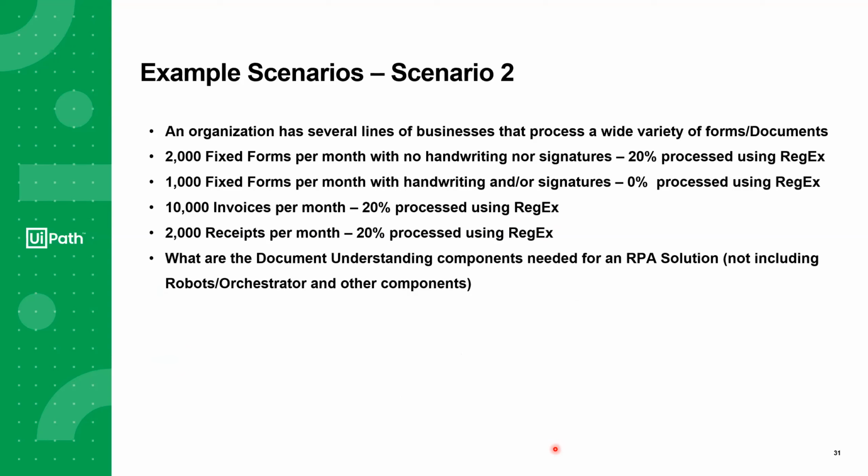Let's have a look at another scenario, which is a bit more complex. This organization has several lines of business and processes a wide variety of forms and documents. So here I have a mix of fixed forms with no handwriting, fixed forms with handwriting, invoices and receipts. I can process some with regex, but with the handwriting, I can't use regex. So the question is, if I was to put a solution together, what document understanding components would I need?